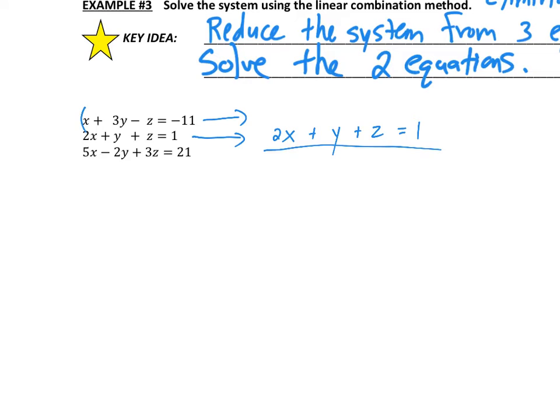And the top equation, I want to make this into negative 2x. What do I got to multiply x by to get negative 2? You multiply it by negative 2. So everything gets multiplied by negative 2, just like we're doing elimination. So it would be negative 2x minus 6y plus 2z equals positive 22. And then we add them up.